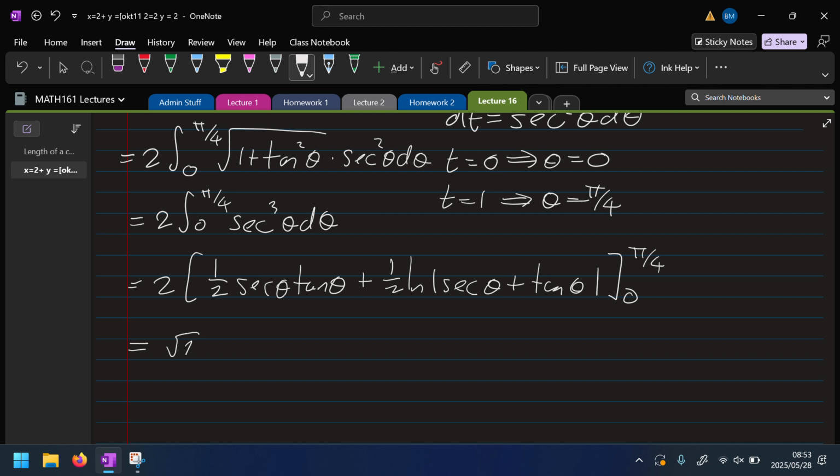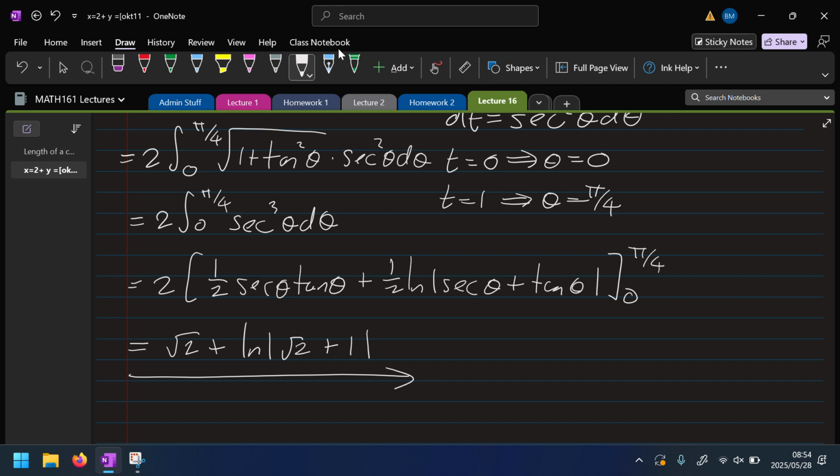So this will be root 2 plus the natural log of, again, sec theta, that will be root 2, and tan theta, that's just going to be 1. Now, if we substitute 0, tan of 0 is 0, and then for the log, we get log of 1, that's also 0, so that doesn't add anything. Yeah, so we end up with root 2 plus the natural log of root 2 plus 1. Okay, any questions on the first example?